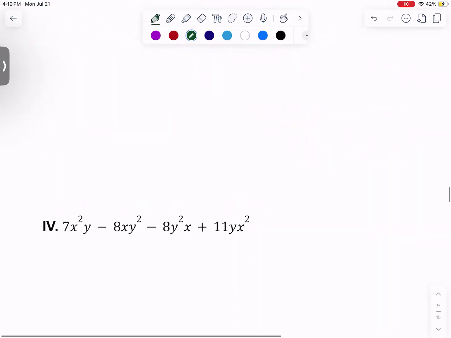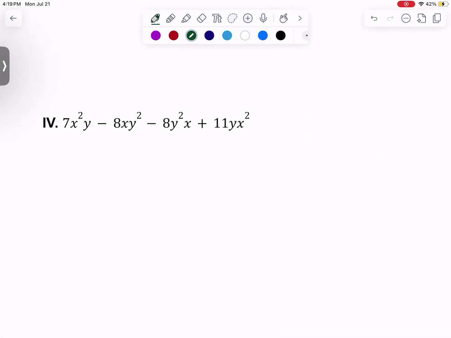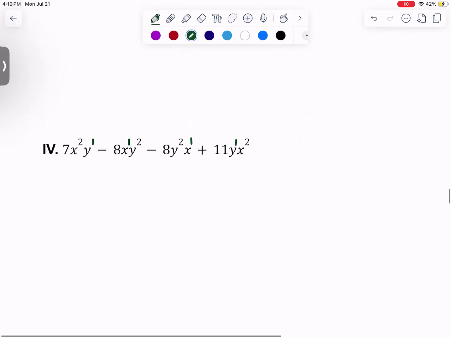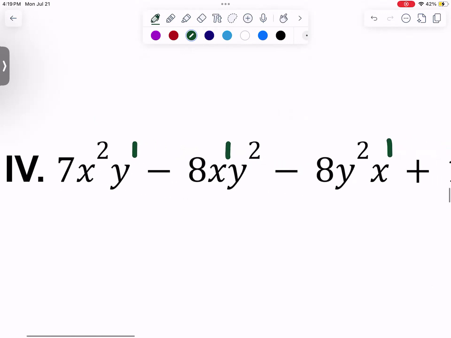And the last one, number 4. When you have expressions like this, first thing to do is put all those invisible exponents on your variables that have just the letter. Put the invisible 1 exponent on them. So anywhere you see just a variable, put a little 1 on it. 7x squared y to the first. 8x to the first y to the 1.